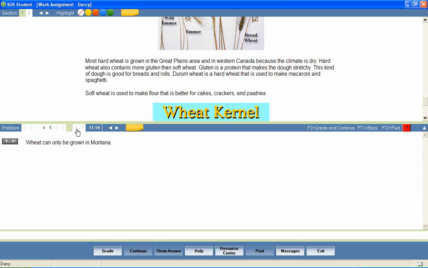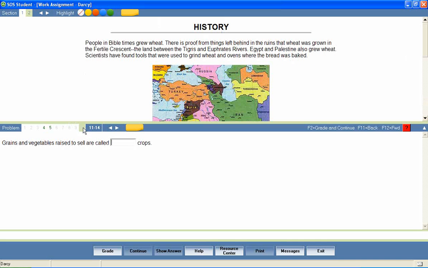When the student has every question correct or has exhausted all allowed attempts, he can continue back to the home page to complete the remainder of his daily work.